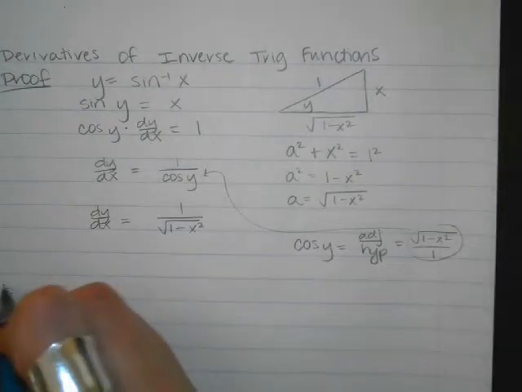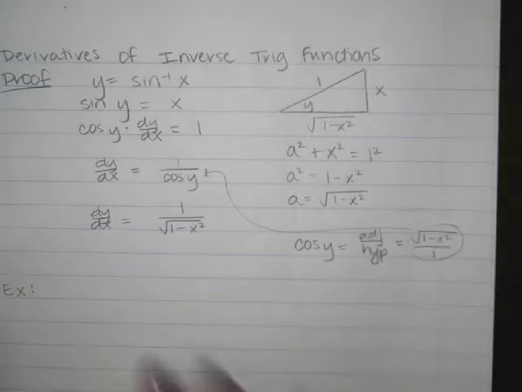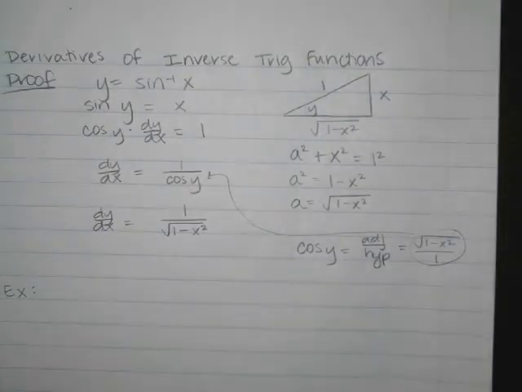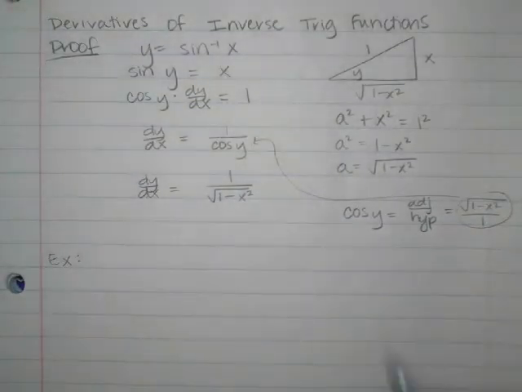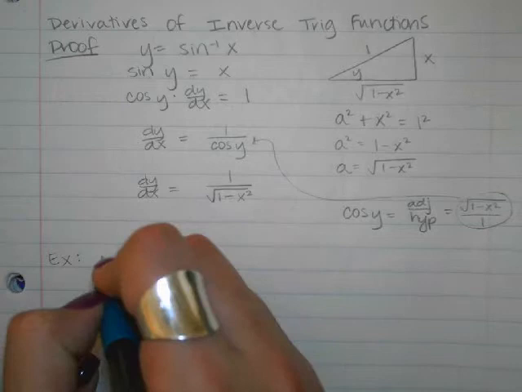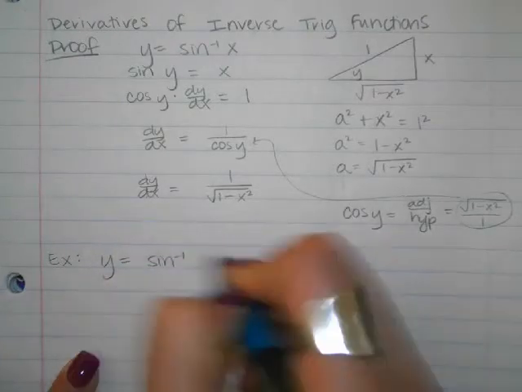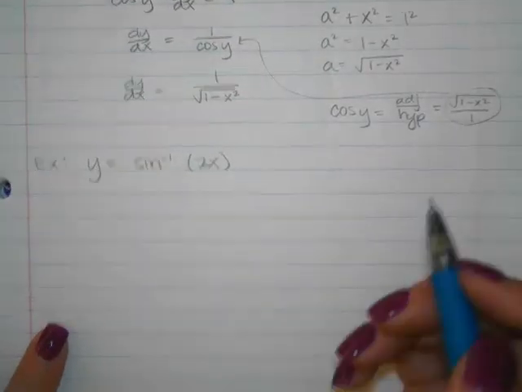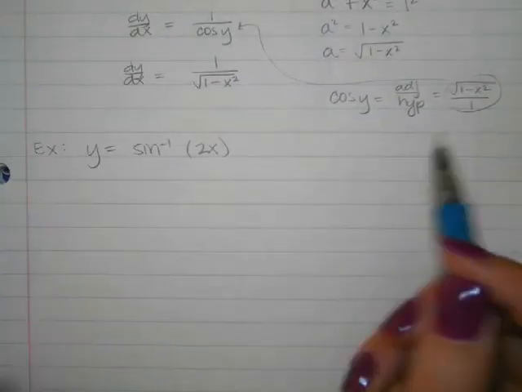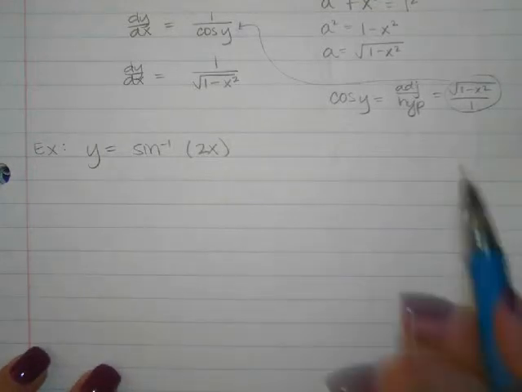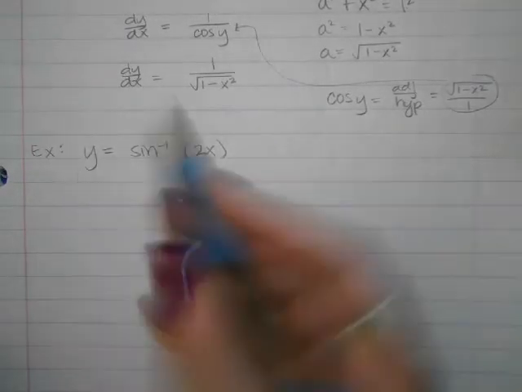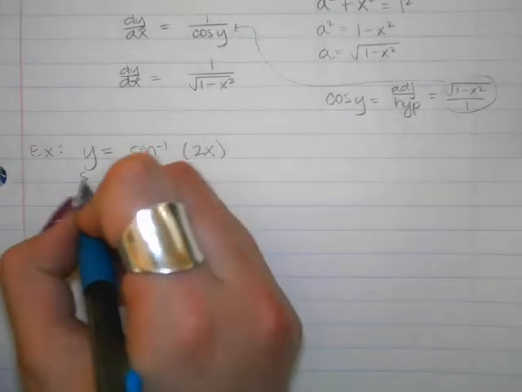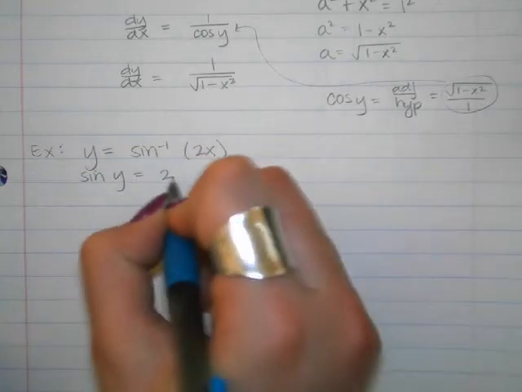All right, here is our first example. Now, there's a proof like that for all of them, but I don't think we need to keep doing it because it all has the same idea. So the first example we'll do is sine inverse of 2x. The process for all of these is the same. So what should we do first? Take sine of both sides, so sine of y equals 2x.